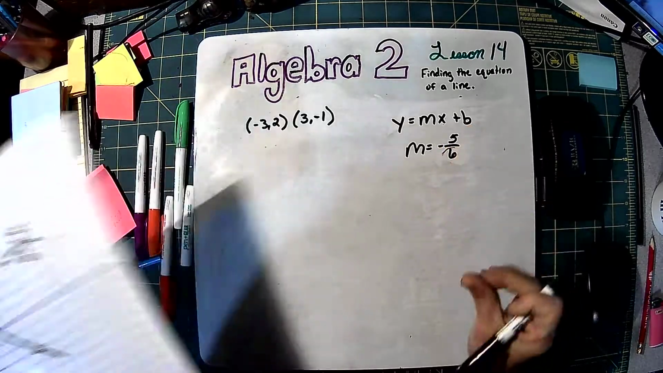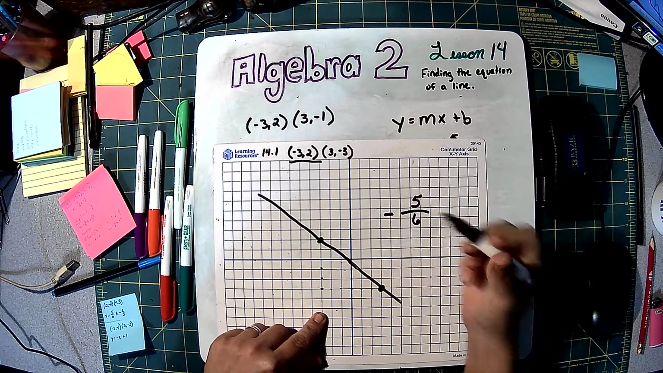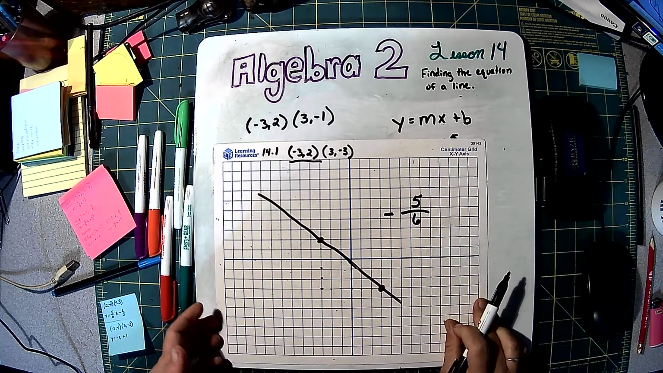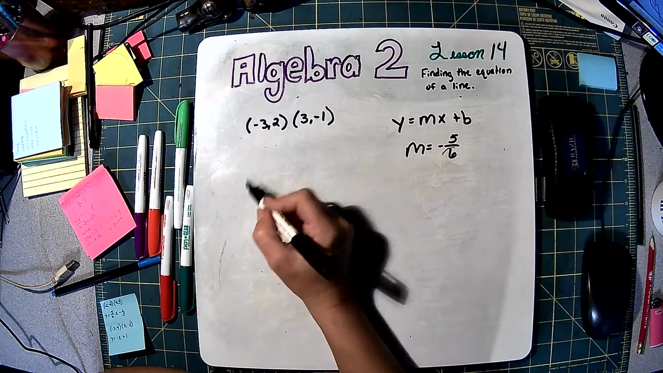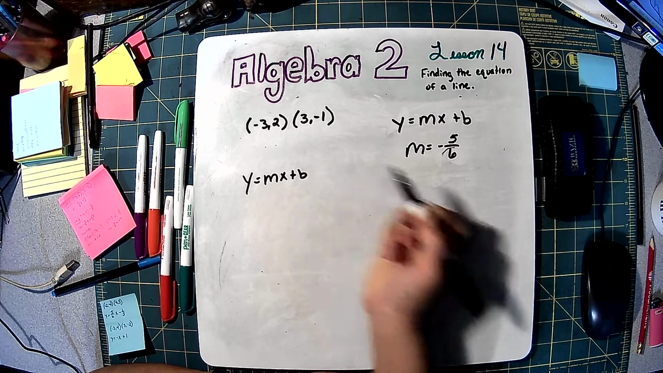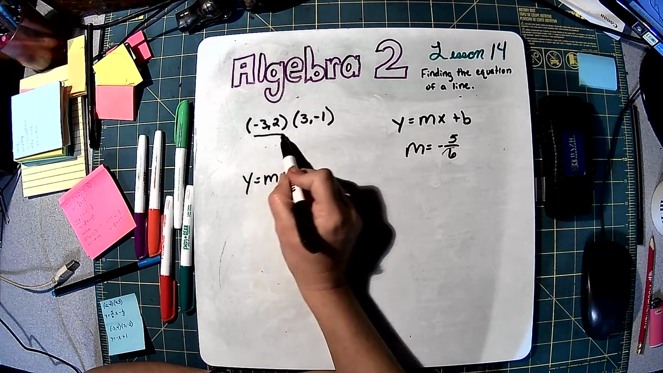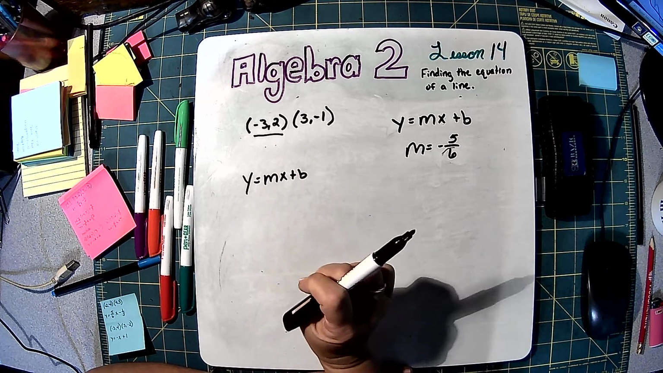Now I have to figure out b. Sometimes we can look at the line and see where it crosses and know exactly where it crosses, but in this one, it's going to be a fraction right there. It's a fractional amount. So we're going to have to use algebra to figure that out. All right, so what we're going to do is we're going to take our formula of y equals mx plus b, and we're going to fill in the values that we know. So we can take one of these points and fill those in for x and y. It doesn't matter which one you use, you're going to come up with the same answer either way.